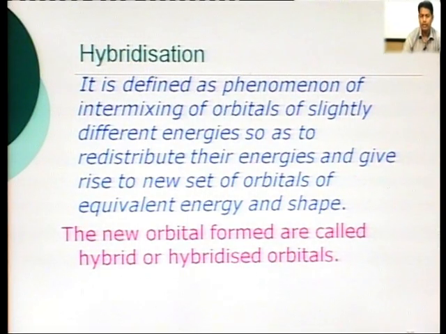So, in hybridization, hybrid means intermixing. This is the phenomenon of intermixing of orbitals. When orbitals of slightly different energies are intermixed, the energy is redistributed, and they give rise to a new set of orbitals of equivalent energy. The number of orbitals formed is equal to the number of orbitals intermixing. These new orbitals have equivalent energy and shape, and they are called hybrid orbitals.